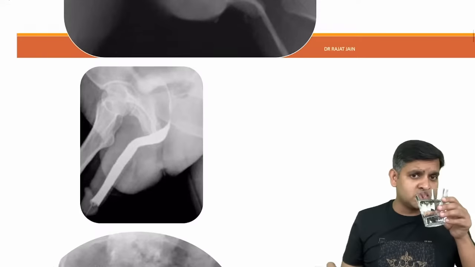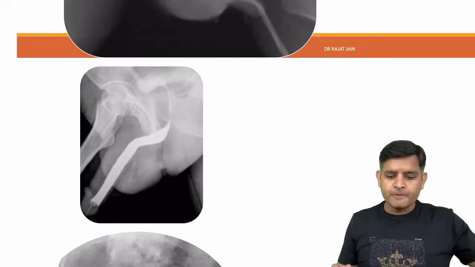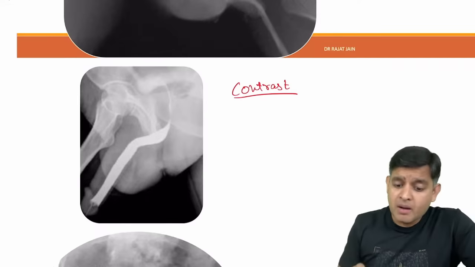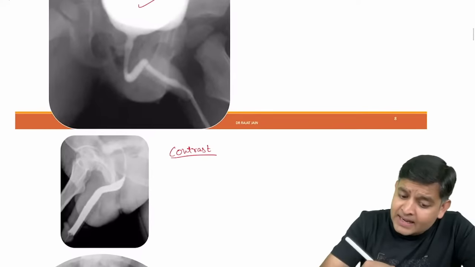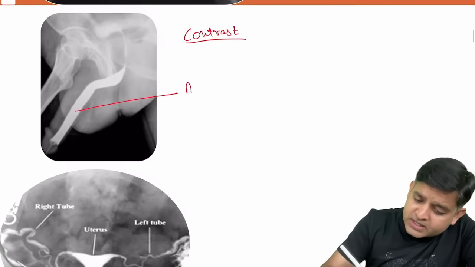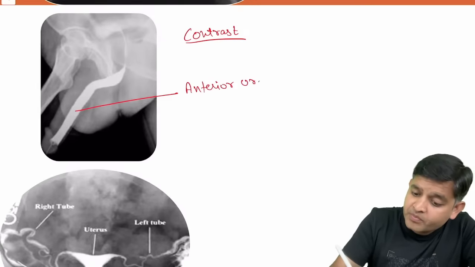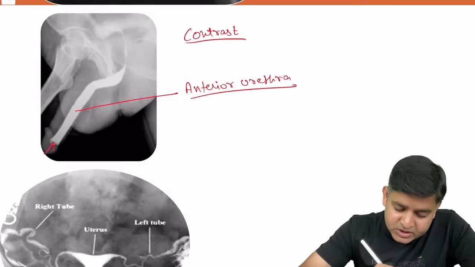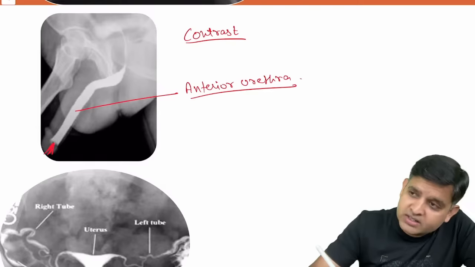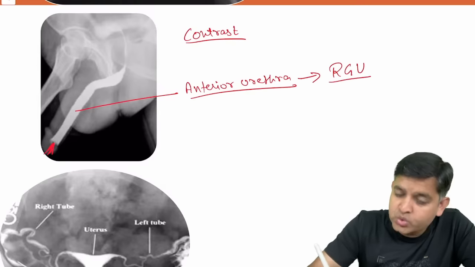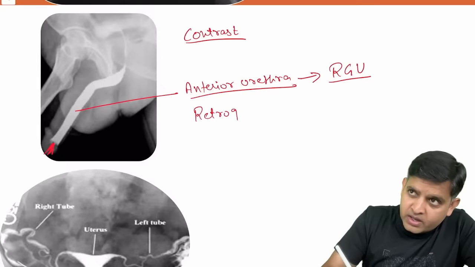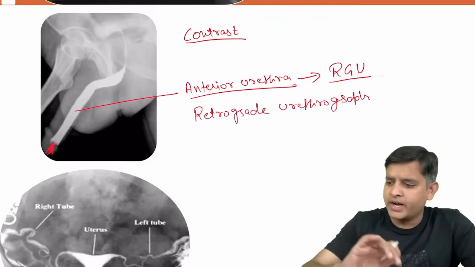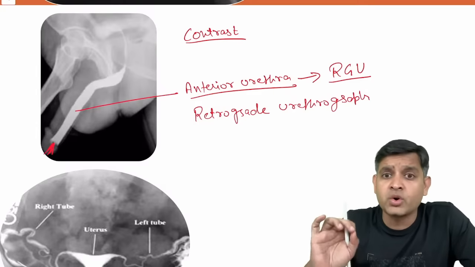Okay, now tell me quickly, what is this investigation? Immediately it should come to your mind, sir, this is also a contrast study. But what is the difference? In the previous case, the contrast was in the bladder and the urethra, whereas in this case, the contrast is present only in the anterior urethra. And if the contrast is present only in the anterior urethra, that means the dye was injected from here. The name of this investigation is RGU. What is RGU? Retrograde urethrography. So this is an image of retrograde urethrography.